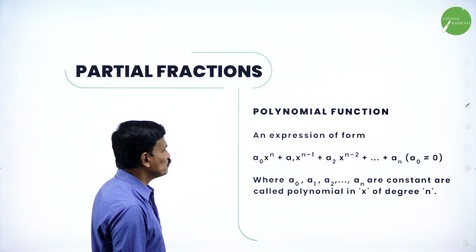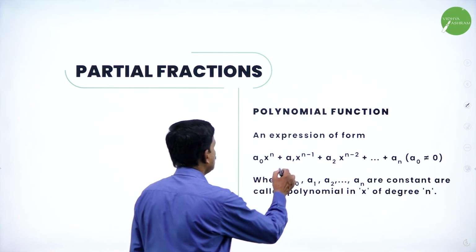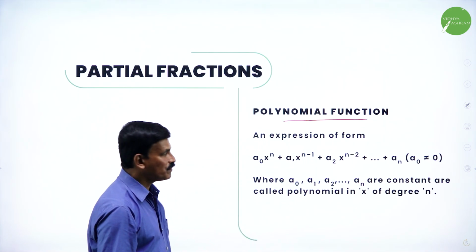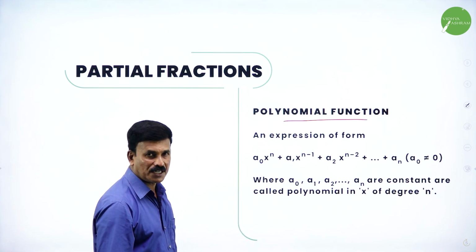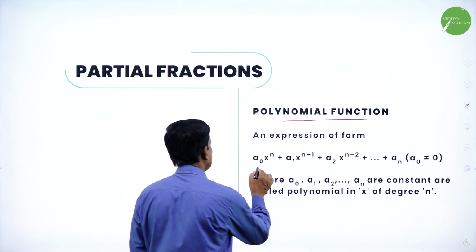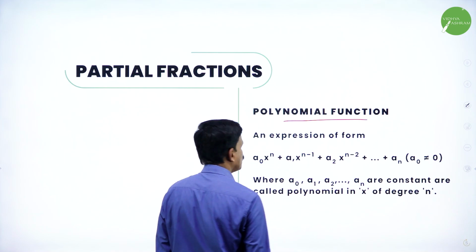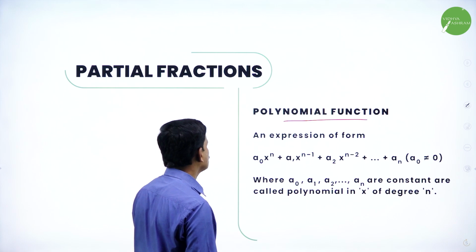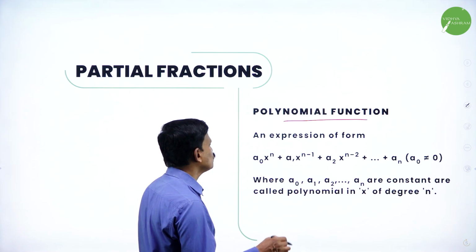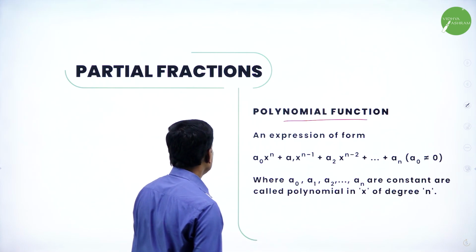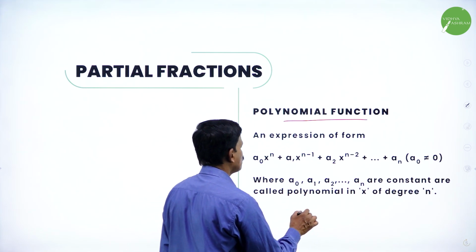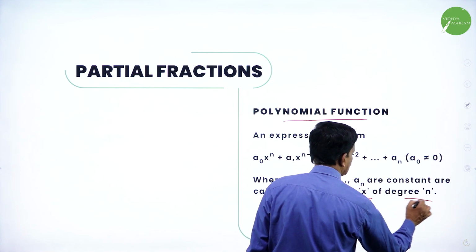Now, let us consider a polynomial function. What is a polynomial function? Any expression of the form a naught x to the power of n plus a1 x to the power of n minus 1 plus a2 x to the power of n minus 2 and so on up to an, where a naught is not equal to 0, and a naught, a1, a2, up to an are all constants, is called a polynomial in x of degree n.